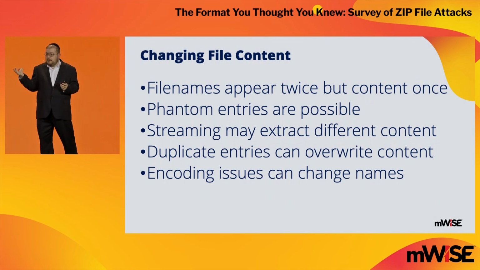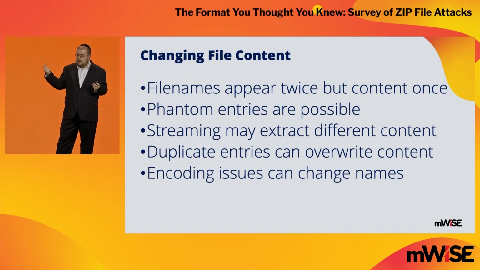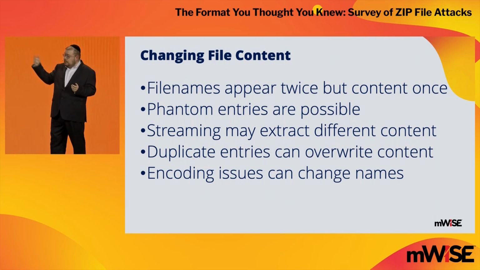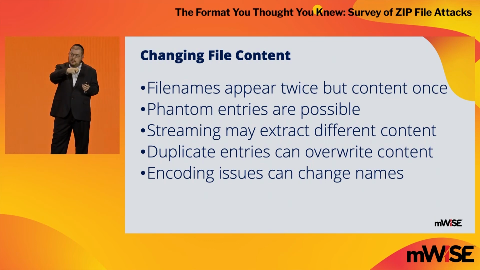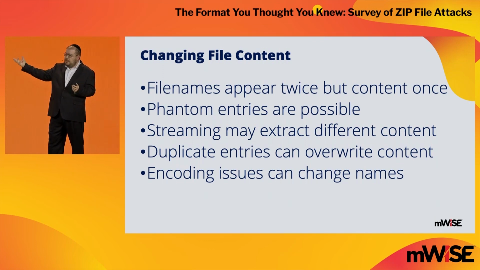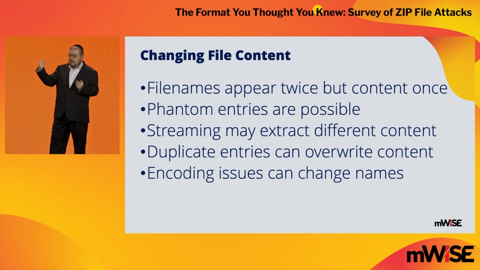You could have duplicate content. Again, like I said earlier, you could have two entries with the same name. What happens when the second one gets extracted? It may override the first. You could have encoding issues. The Unicode and normalization that happens when you translate the file name in zip into the OS name, you can manipulate the name. And depending on the interplay between the two sections, you can actually have a different file being extracted with the same name.